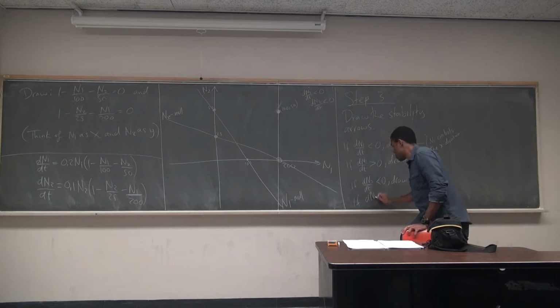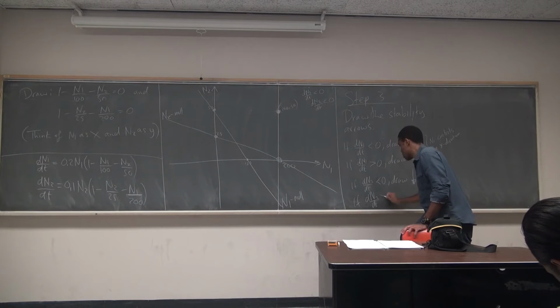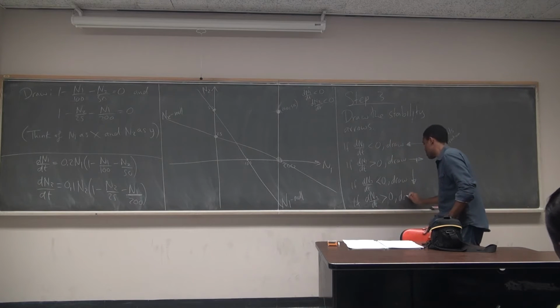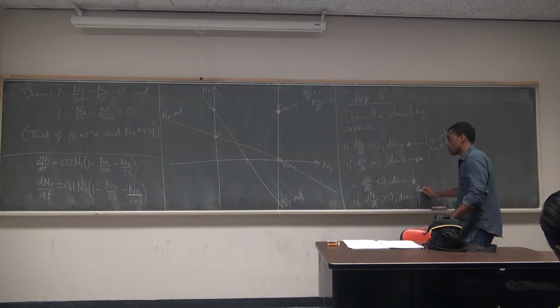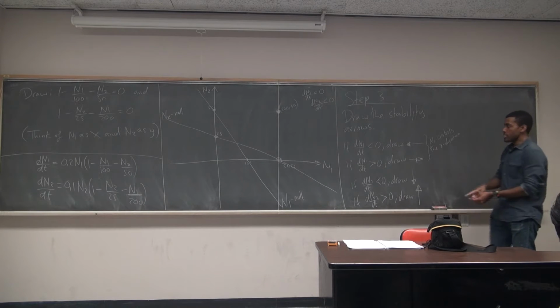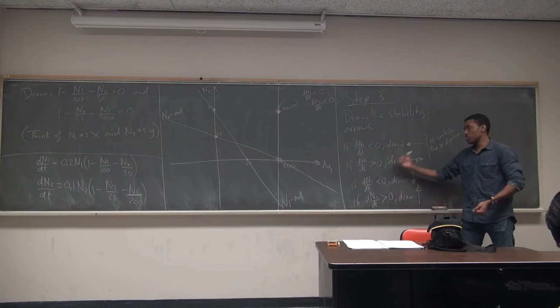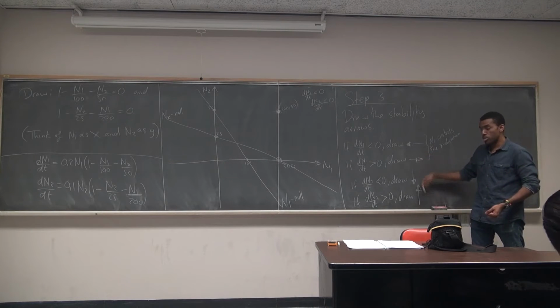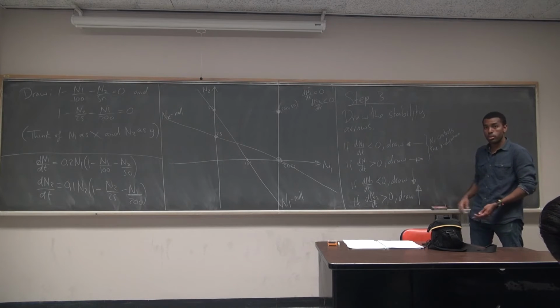If dN2/dt is greater than 0, you draw an up arrow. It means your y is increasing, you're going up. So if your x is decreasing, you move to the left. If it's increasing, move to the right. If your y is decreasing, you move down. If it's increasing, you move up. Right?